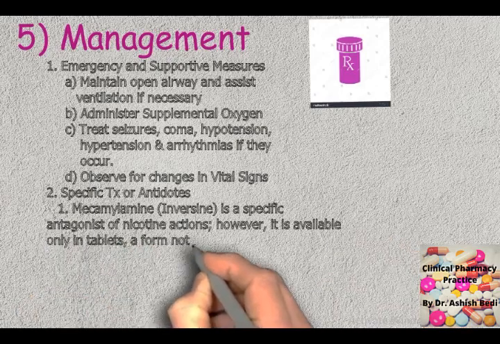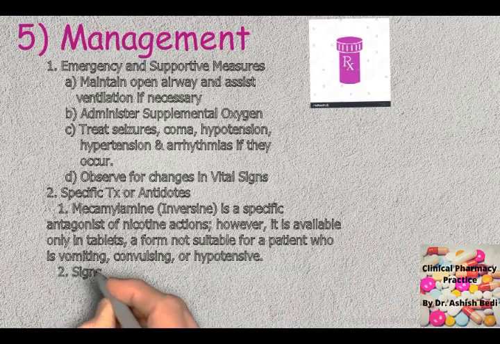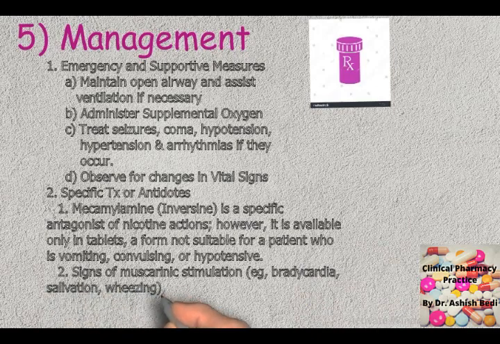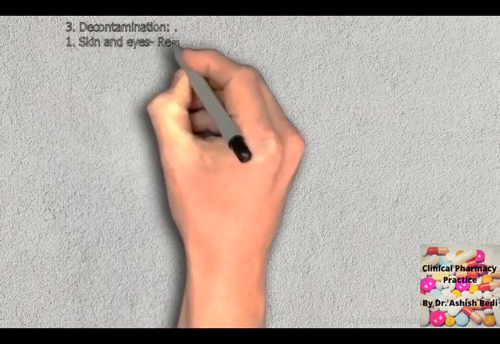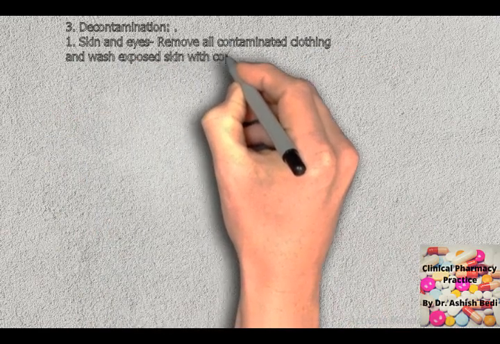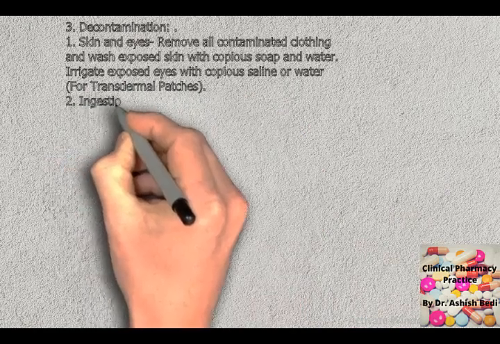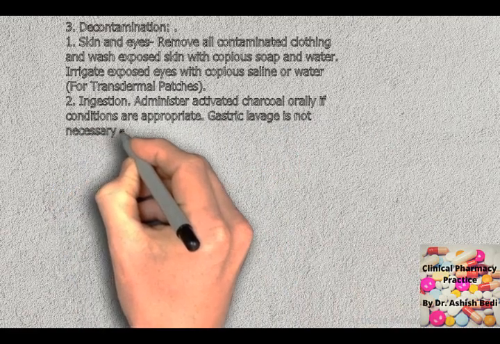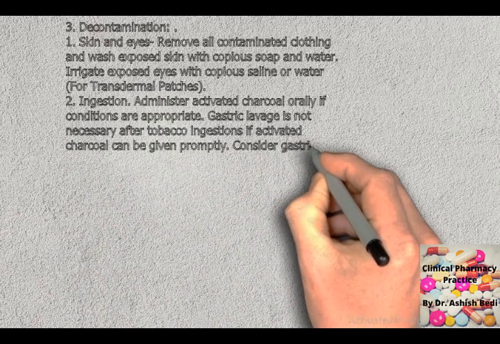We do have antidotes like mecamylamine. It is actually a specific antagonist of nicotine action. However, it comes in tablet form. So if the patient is suffering from vomiting, convulsion, or hypotension, we can't give it. Decontamination we can do if the patient has tobacco poisoning from skin and eyes. We have to remove all the contaminated clothing and wash with copious soap and water. We have to irrigate the exposed eye with copious saline or water, like in the case of transdermal patches.